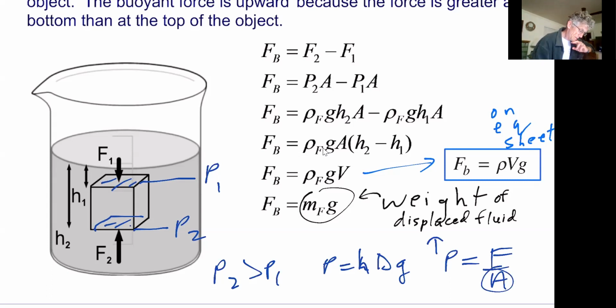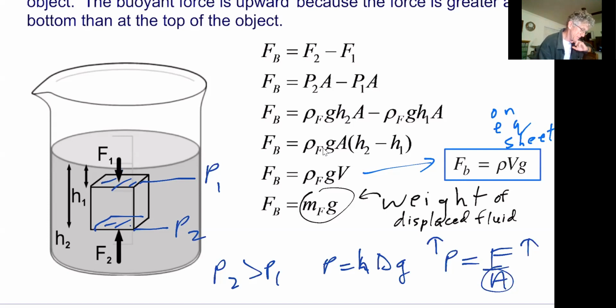But if the pressure is higher, the force is higher. So there's a bigger force on the bottom due to water molecules hitting it than on the top due to water molecules hitting it. So if you take the net force from those two forces alone, you get what is called the buoyant force.